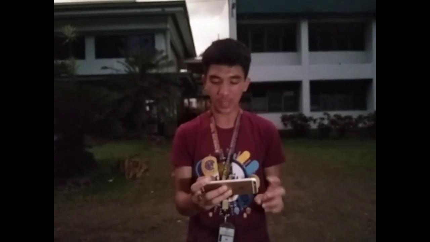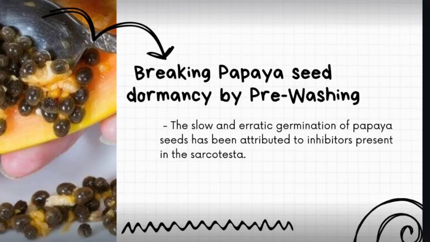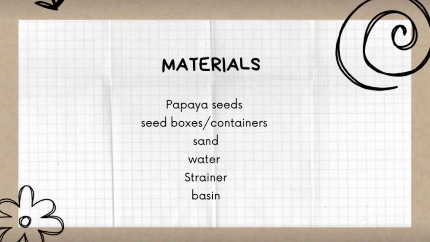Then for breaking seed dormancy we use the papaya treatment, breaking papaya seed dormancy by pre-washing. The slow and erratic germination of papaya seeds has been attributed to inhibitors present in the sarcotesta. The materials to be used are papaya seeds, seed boxes, sand, water, strainer, and basin.